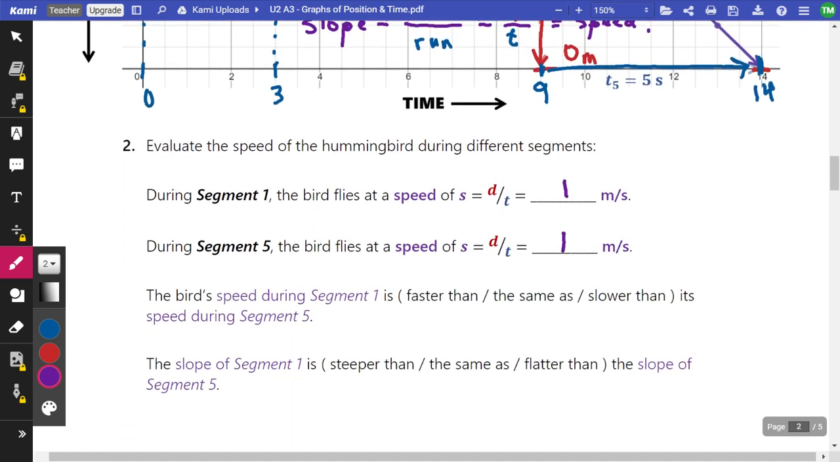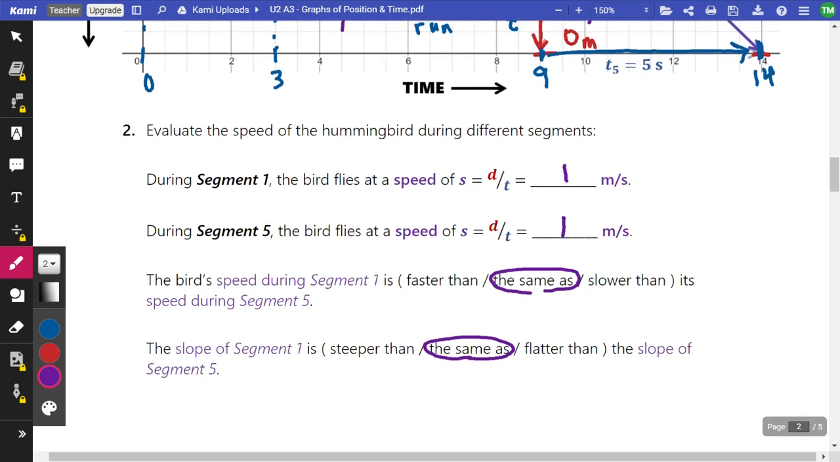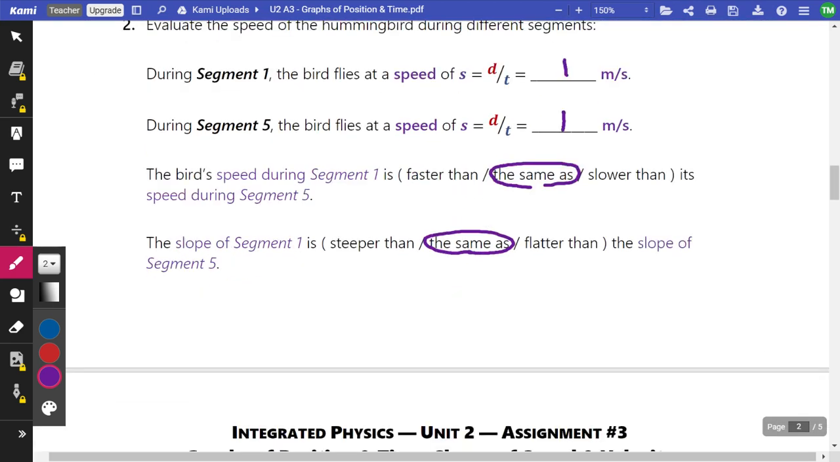Okay, the bird's speed during segment 1 is the same as its speed during segment 5. Okay, and the slope of segment 1 is the same as the slope of segment 5. In this case, since speed and slope are basically showing the same thing on this graph, the same slope means the same speed, and the same speed means the same slope. Okay, let's look at another problem.